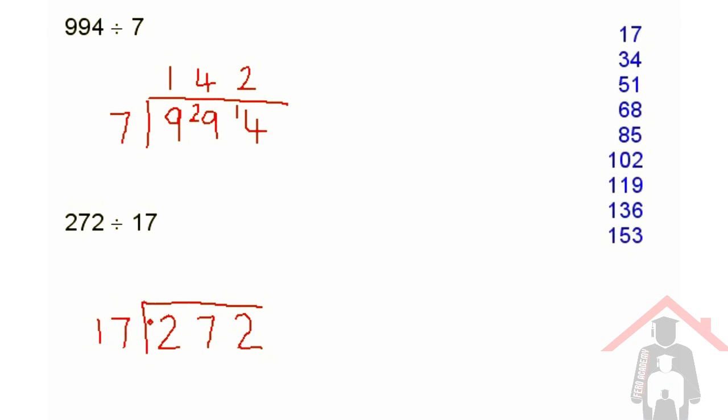17 doesn't go into 2, so we now have to look at the 27. 17 goes into 27 once. 1 17 is 17, and if I take this away from 27, I get a remainder of 10, which I put here. 17 into 102 goes 6 times exactly. So the answer to this question is 16.